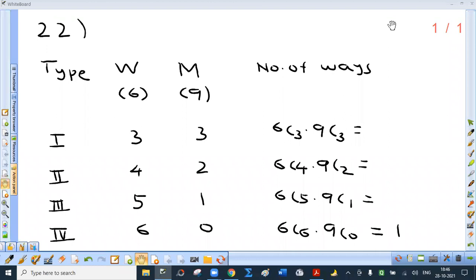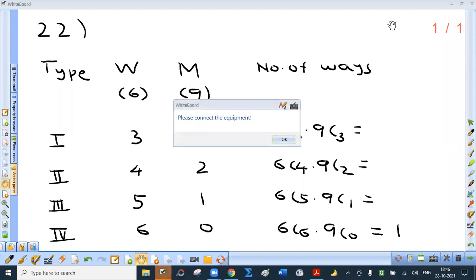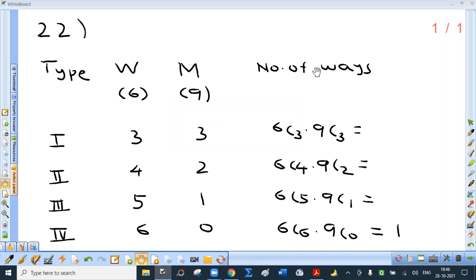22nd, this type is important from exam point of view. A group consists of 9 men and 6 women. A team of 6 is to be selected. How many possible selections will have at least 3 women? At least 3 means what? 3 or more. So how many possibilities?